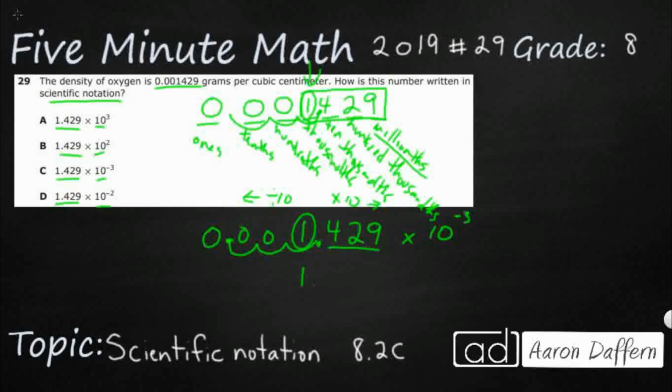Because if I were to go like this, 1.429, and multiply it by 10 to the third, you're going to move it over to the right, 1, 2, 3. You end up with 1,429. So the correct digits, but this is completely different than this right here. So when we're getting it smaller, we're going to multiply by a negative exponent. In this case, our answer is C.